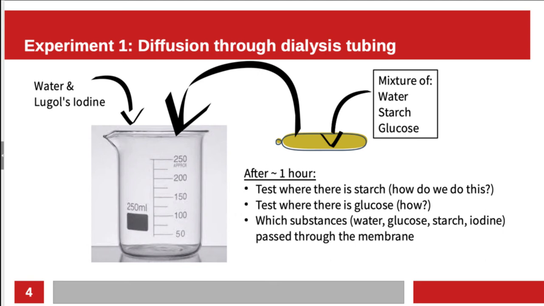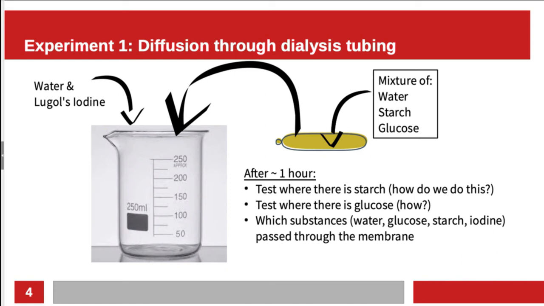Okay, so dialysis tubing is a semi-permeable membrane that is used for dialysis patients. So people that have lost their kidney function, you can basically filter out the toxins and metabolic wastes that accumulate in their body using dialysis tubing. And so what we're going to do is fill a beaker about half full with water, and we're going to put some Lugol's iodine solution in there.